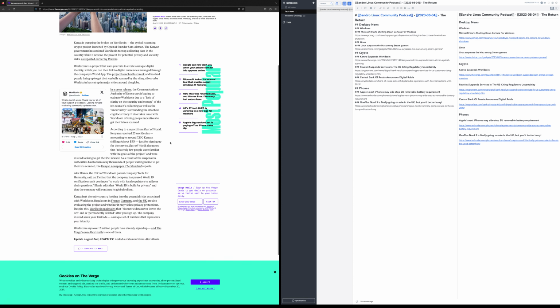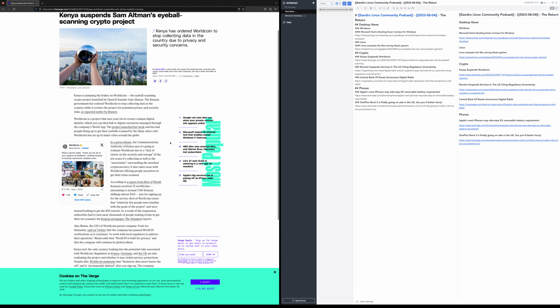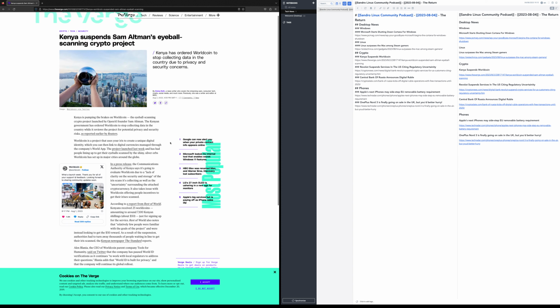Isn't it meant to scan your iris or whatever? What's the idea? I think it was a while ago I read about that. Yeah, it was something about scanning your iris to get a unique identifier to show that you're human.